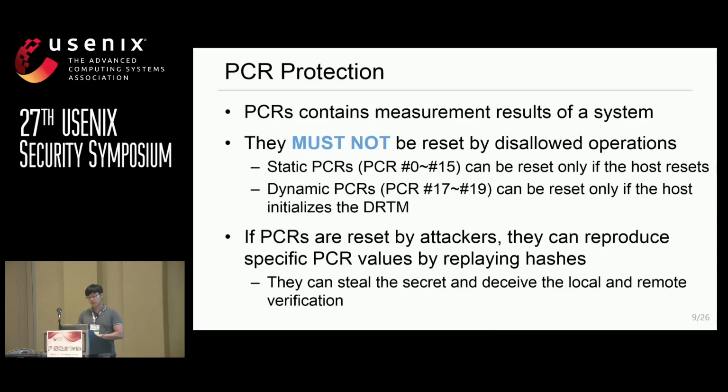As you have seen before, PCRs contain the measurement result of a system. Therefore, they must not be reset by a disallowed operation, even if an attacker gains root privilege. Static PCRs from PCR number 0 to 15 can be reset only if the host resets. Dynamic PCRs from PCR number 17 to 19 can be reset only if the host initializes the DRTM. If PCRs are reset by the attackers, they can reproduce specific PCR values by replaying hashes. This means that the hardware root of trust, the TPM, can be subverted, and the attacker can steal the secret and deceive the local and remote verification.